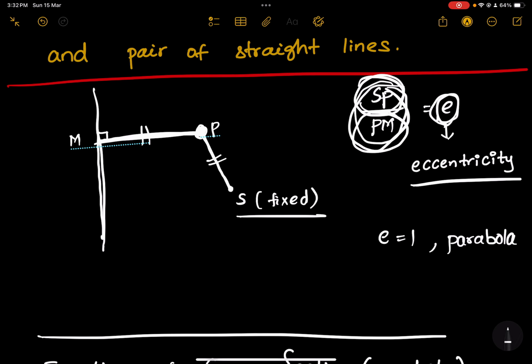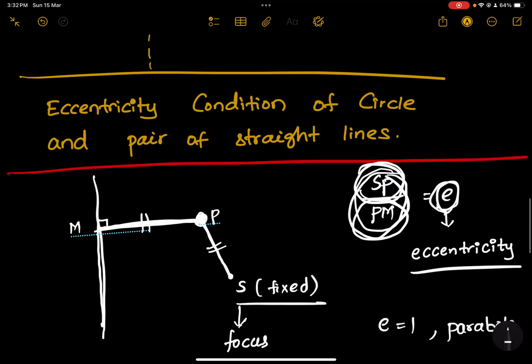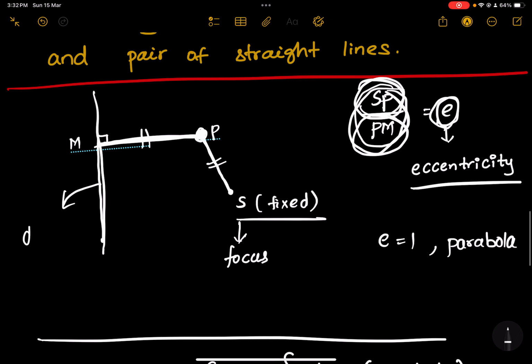So a parabola is defined as the locus of all points such that the distance from the focus, this fixed point is called the focus, is equal to the distance from the directrix. And what is the directrix? Directrix is this particular fixed line. So let me repeat the definition. A parabola is a locus of all points such that its distance from the focus is equal to its distance from the directrix. That is the definition of a parabola.